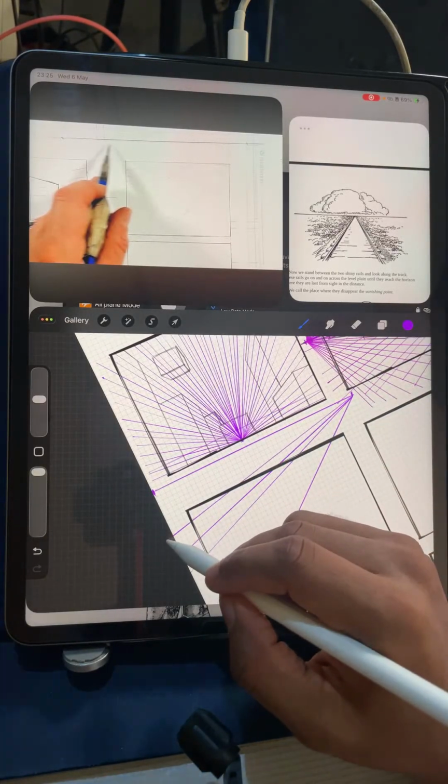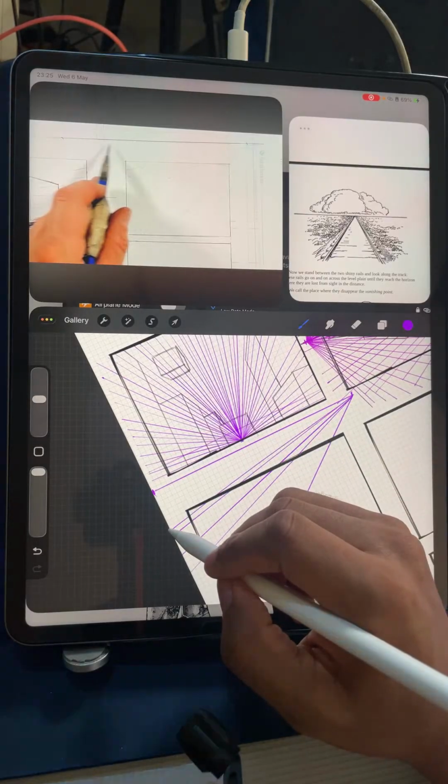Wow, it's almost an hour, 40 minutes. Been at this for 40 minutes.